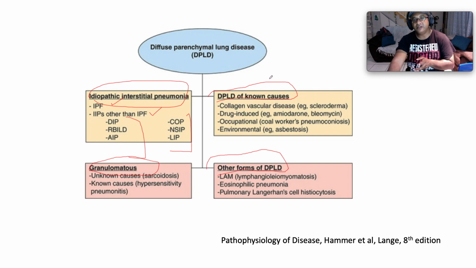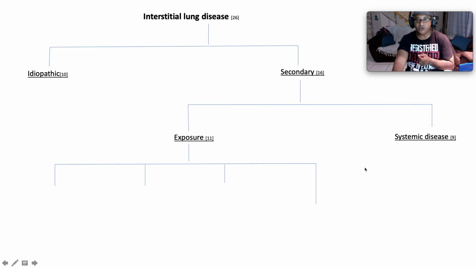Then we have the DPLD of known causes, where we bring in the collagen vascular diseases like scleroderma, the drug-induced like amiodarone, busulfan, bleomycin, the occupational like coal workers pneumoconiosis, the environmental like asbestosis, the granulomatous of which we say sarcoidosis of unknown cause, and those of known cause, which is hypersensitivity pneumonitis. Then other forms of diffuse parenchymal lung disease, like lymphangioleiomyomatosis, LAM, eosinophilic pneumonia, and of course pulmonary Langerhans cell histiocytosis.